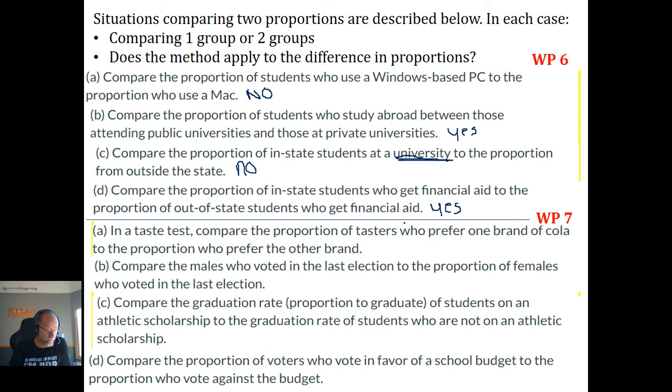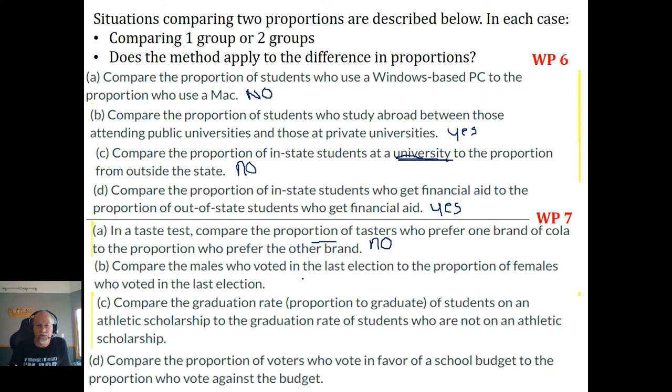Jump down to the next one. In a taste test, compare the proportion of tasters who preferred one brand of cola to the proportion who prefer the other brand. Okay, and it's the proportion of tasters in a taste test who prefer one brand of cola to the proportion who prefer the other brand of cola. Again, in this particular value, we're not doing two separate groups. We have a single group of people who are just yes and no on the Pepsi or the Coke or whatever it happens to be. We've done this test before with a single proportion. We've tested to see those who prefer Pepsi compared to those who don't prefer Pepsi.